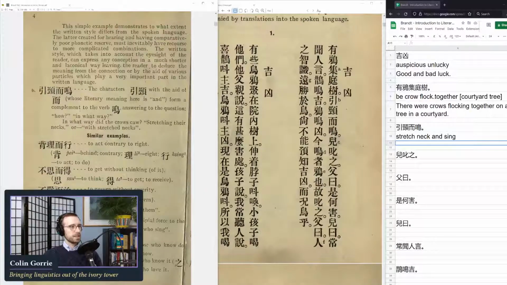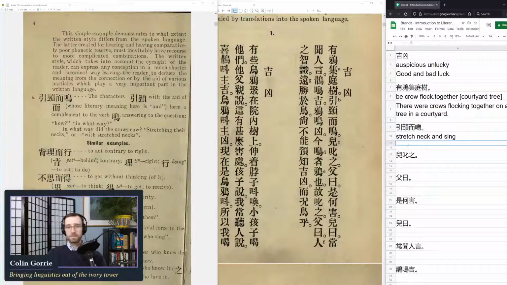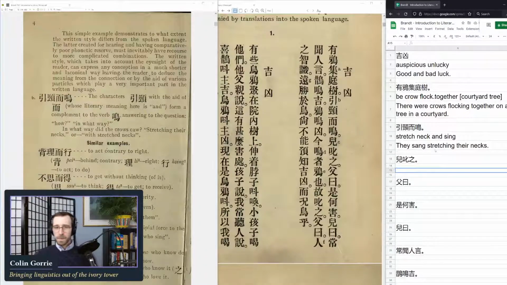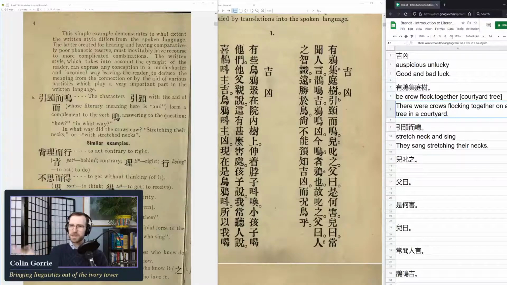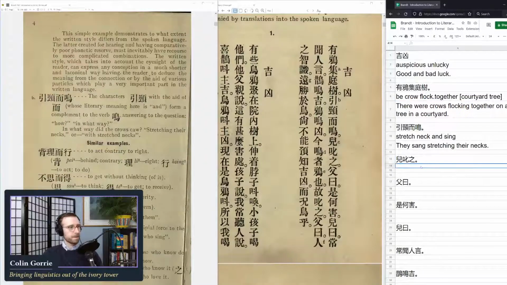Okay, so the characters in jing, with the aid of er, whose literary meaning here is and, form a complement to the verb, answering the question how, in what way. Interesting. Okay, so this is almost like an adverbial. They sang, stretching their necks. Perhaps that would be a good translation of that. Okay, what else happens? Oh, incidentally, I'm just putting this in the past tense because this seems to be like a little fable. We don't have an explicit tense marking in here, but nevertheless, all of these things are guesses that we might be proven wrong about later.